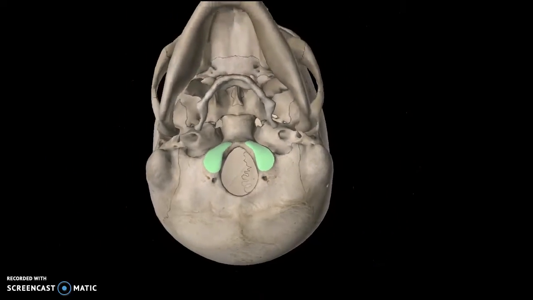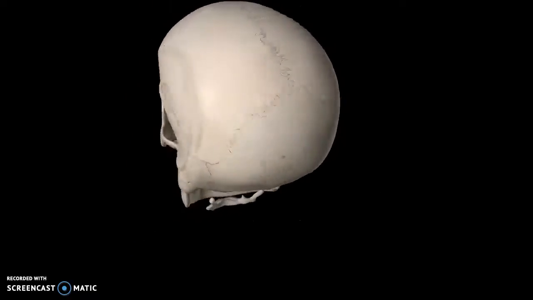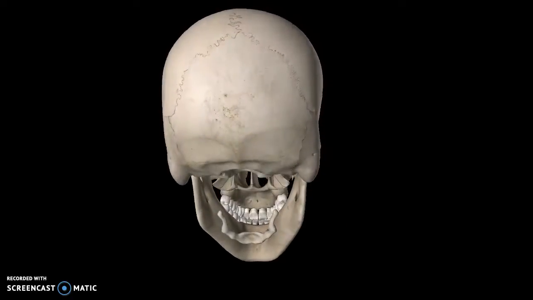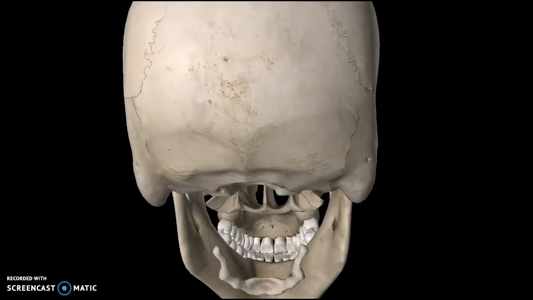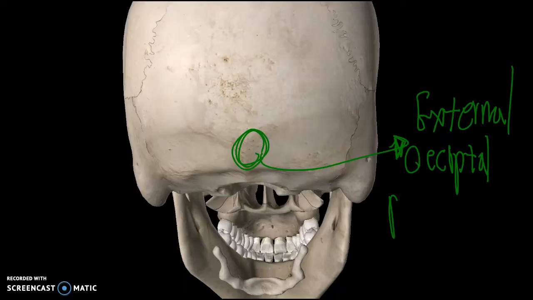And also one more structure to look at on the occipital bone. Moving the structure a bit. You see this bump here, and if you touch behind your head right now, you'll feel this bone here, and this is known as the external occipital protuberance. So again, it's the external occipital protuberance right there.